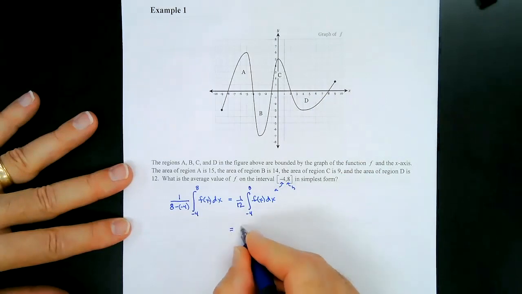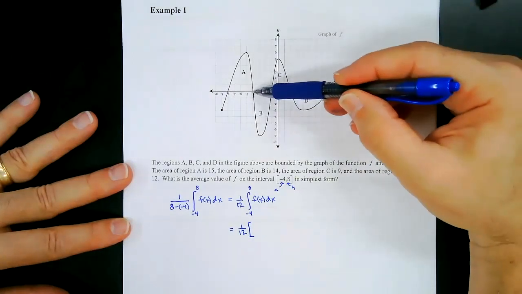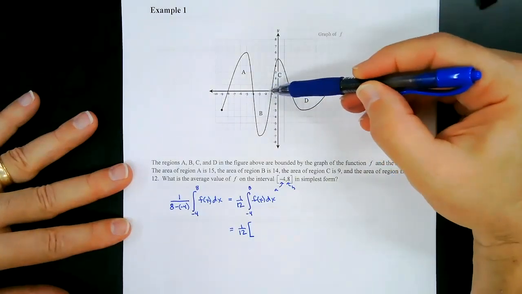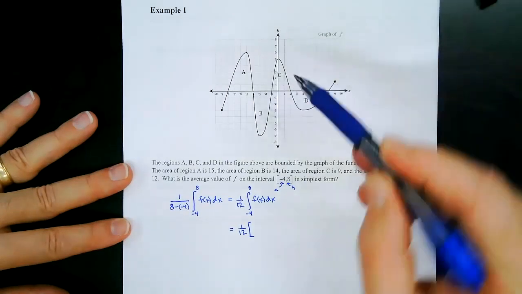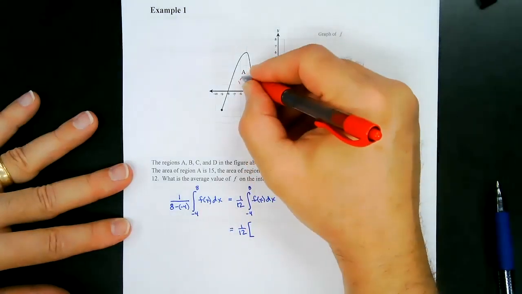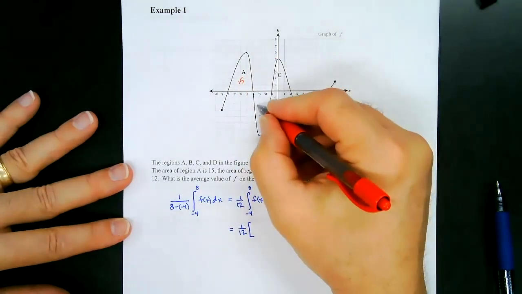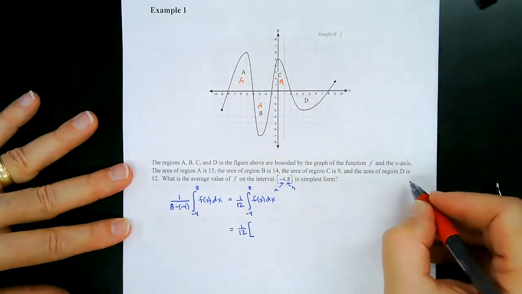So this is going to become 1/12, and I'm going to use a bracket here. I know I'm going to start integrating at -4, and I'm going to break it up into these integrals. Actually, I probably should have written these in. So I know A is 15, B is 14, C is 9. That would make it easier. And D is 12.